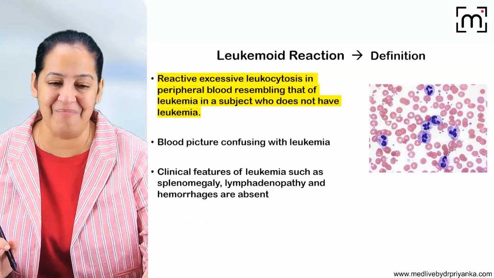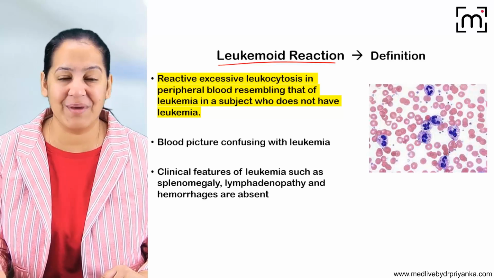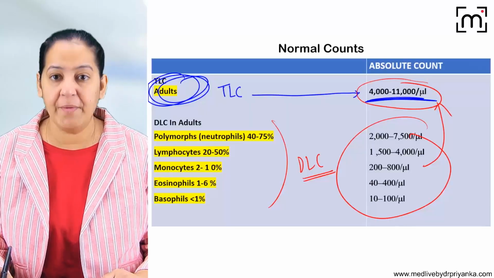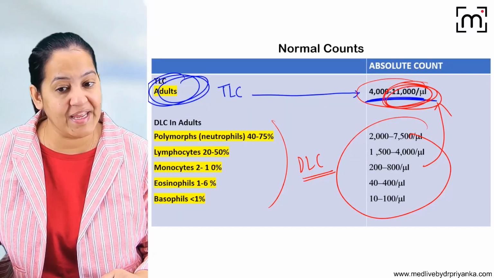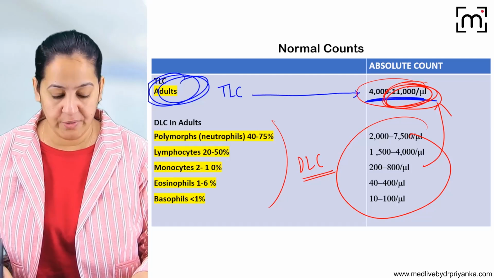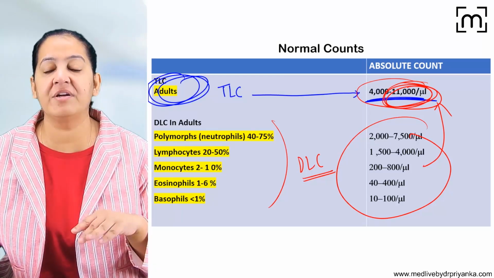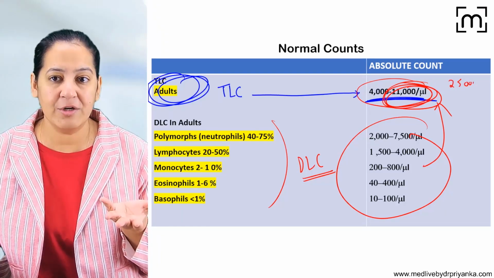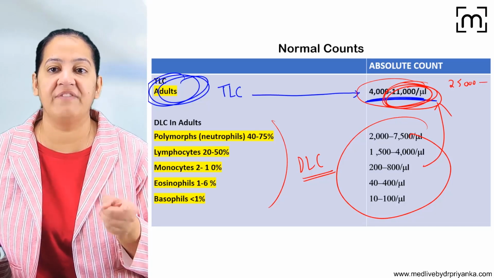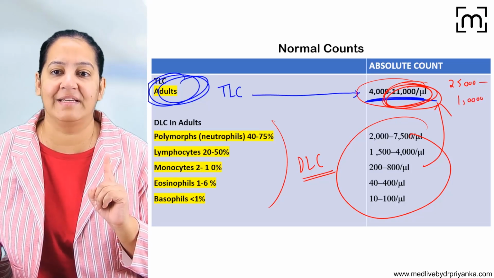Now let's start the topic Leukemoid reaction. If you got this, you can understand what Leukemoid reaction is. In Leukemoid reaction, the total WBC count is very high. The normal, I told you, is 4,000 to 11,000. In Leukemoid reaction, it is more than 25,000, but less than 1 lakh. So it is 25,000 to 1 lakh.